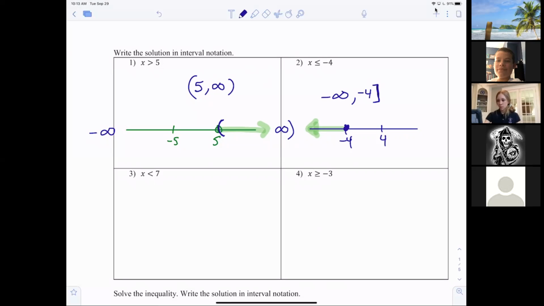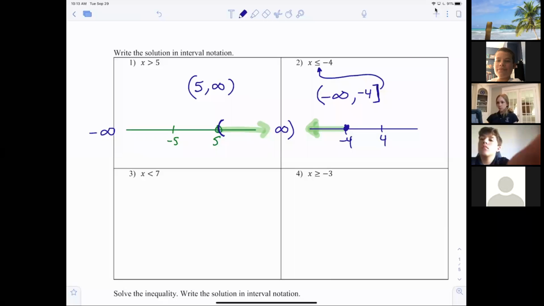Can I go to negative infinity? No. So it's never a bracket. It's always a parenthesis. So that is interval notation for negative infinity to -4. Now again, for those of you having trouble hearing, the bracket is because there is an equal to. If there is an equal to, it's going to require a bracket.